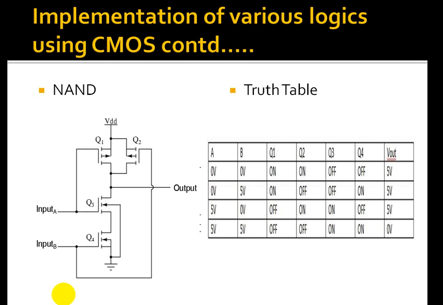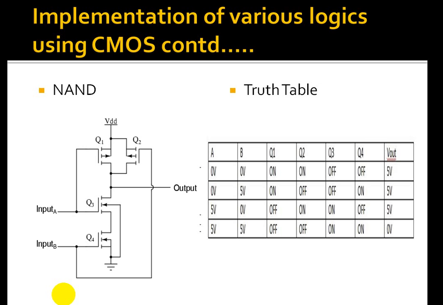Again, when we apply an input A of 0 volt and B of 5 volt, that is a logic of 0 and 1, we get VGS1 equals -5 volt, VGS2 of 0 volt, VGS3 of 0 volt and VGS4 of plus 5 volt. So we get Q1 as on, Q3 as off, Q2 as off and Q4 as on. Thus Vout becomes plus 5 volt.